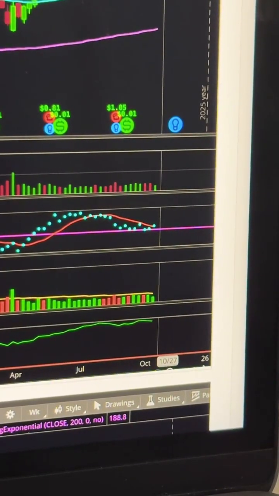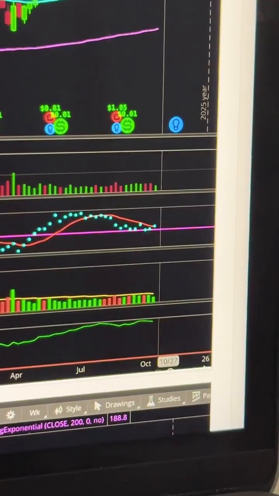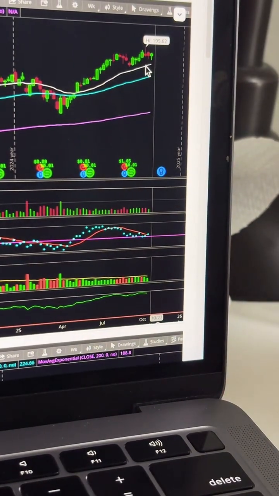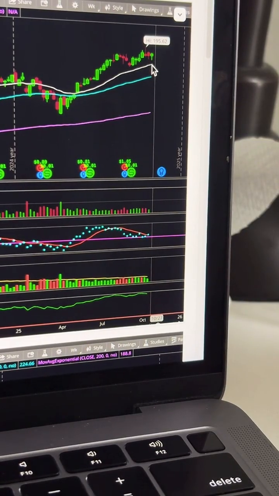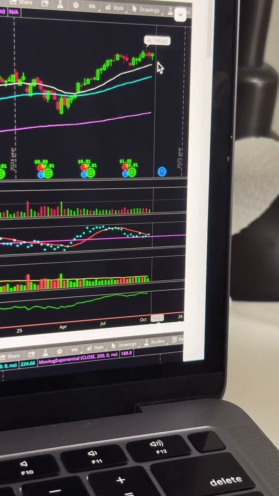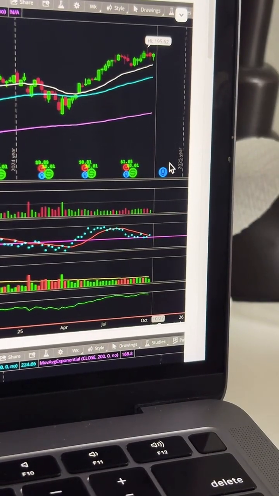And also, NVIDIA is at all-time highs, I believe. I think it just, wait, is it? No, it's not. We're about $10 from all-time high. And we kind of pulled back down a little to the 21 days, so I could see why volume's not picking up yet. But we're still in a good position with NVIDIA.